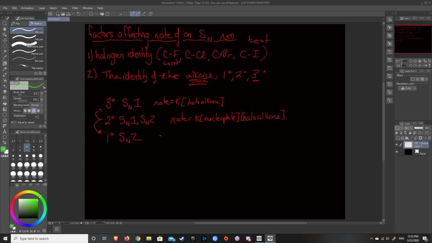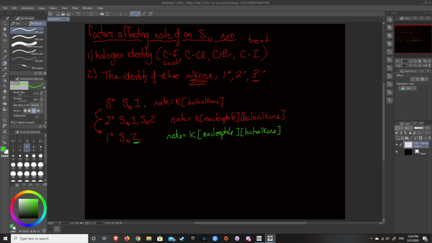So the last one, SN2 mechanism, right? It's bimolecular. It depends on two different molecules. So the molecules that it depends on, the rate is equal to k times the nucleophile multiplied by the concentration of the haloalkane. So those are the factors that affect the rate. That's why this is a factor that affects the rate of reaction, right?